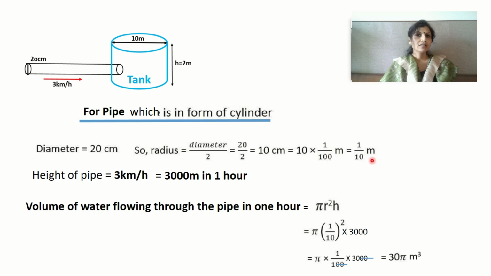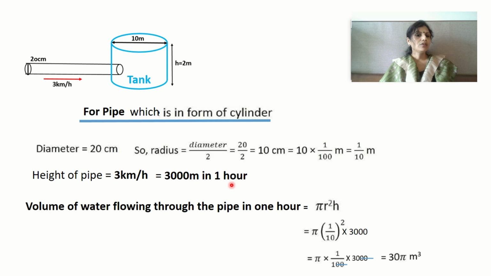So we have the radius. To find the volume of a cylinder, we need the height. Now from where we'll get the height? Height is not given, but one thing is given to us, that the water is flowing through the pipe with a speed of 3 km in 1 hour. So the height of the pipe is equal to 3 km in 1 hour. 3 km is 3000 meter in 1 hour, just like the previous sum. This distance we are considering as the height of the pipe.